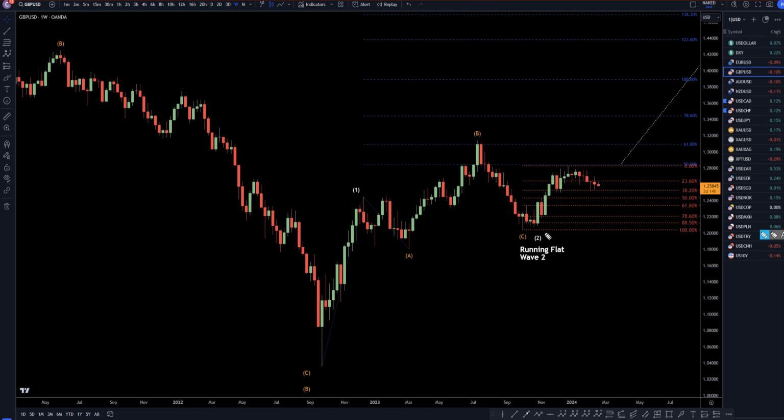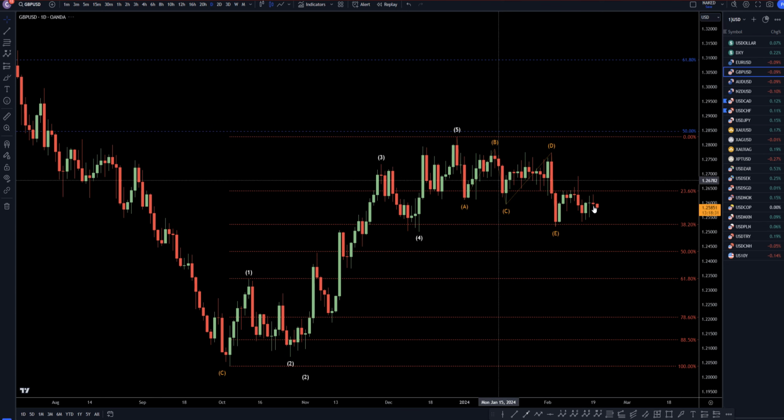On the weekly time frame, I still think this is the end of a wave 2 right here, a running flat wave 2. I think this is a 1 of 3. I still think this is a 2 of 3. I actually believe this is still eventually going to go up and finish off that wave 3, make a wave 4, and eventually make a wave 5 like I was showing on the monthly time frame.